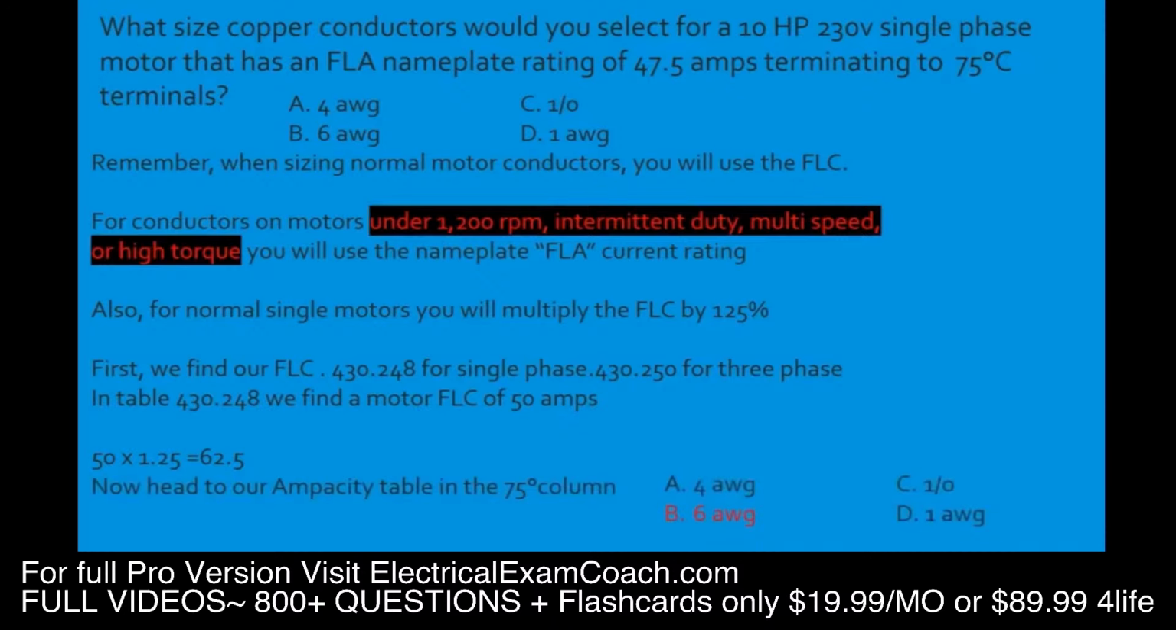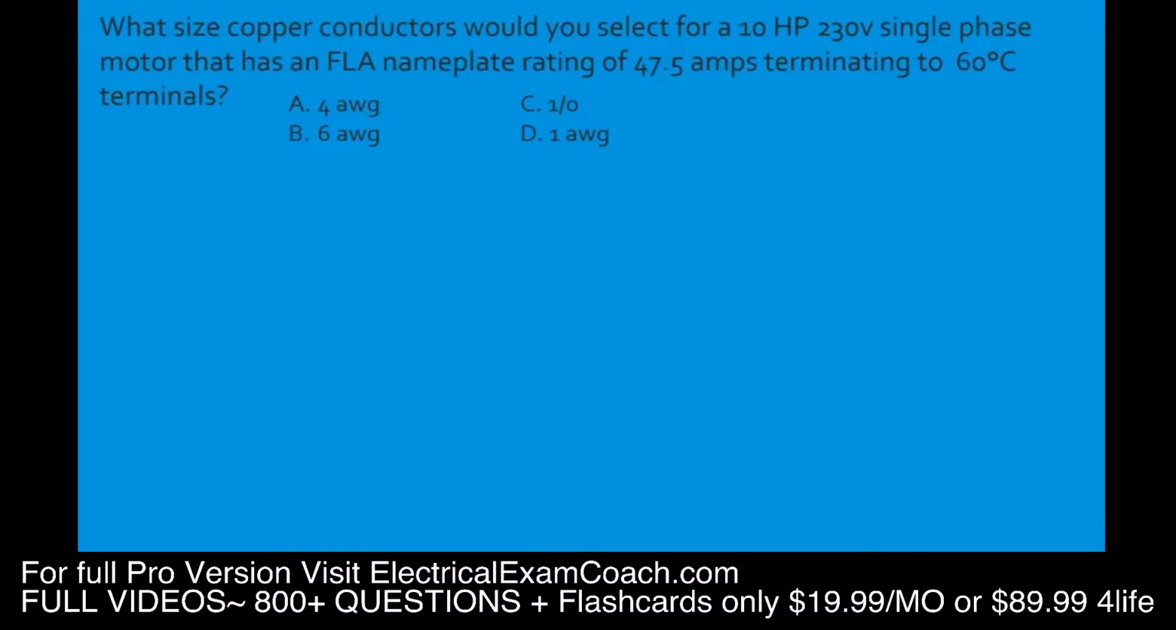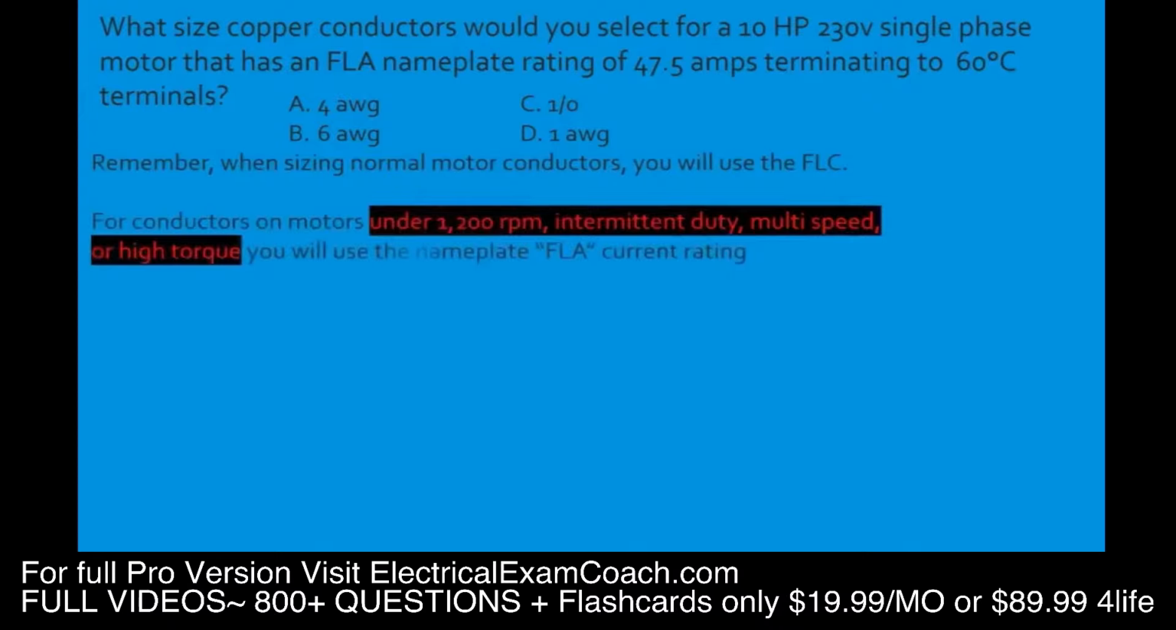Great job. What size copper conductors would you select for a 10 horsepower, 230 volt single phase motor that has an FLA nameplate rating of 47.5 amps, terminating to 60° C terminals? Remember, when sizing normal motor conductors, we're going to use the FLC. For these motors, we're going to use the FLA. Also, we're going to do that 125% rule.